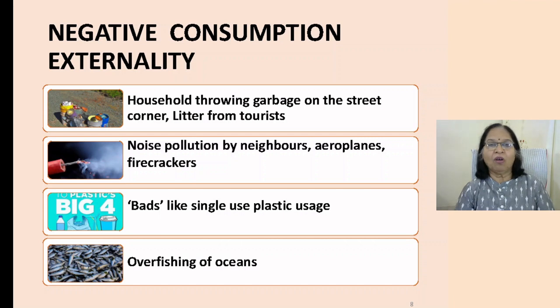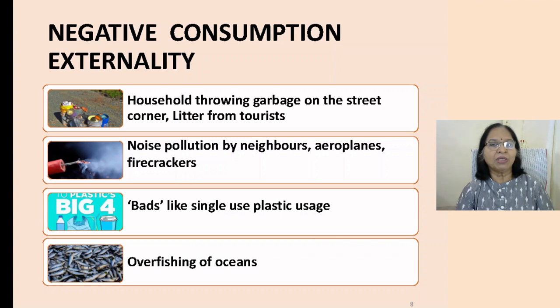Take this example of an individual household which carelessly throws their garbage on the street corner, or a tourist leaving litter behind in natural spaces. In both cases, the waste that is generated on the street corner or in public places creates a range of negative consequences. It pollutes the environment, poses health risks, diminishes the aesthetic appeal of the place and reduces the overall quality of life for all individuals.